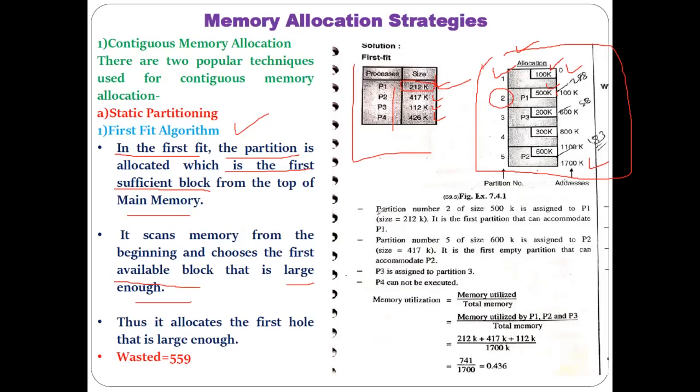That is the reason here it is mentioned that partition number 2 of size 500K is assigned to P1, which is of size 212K. It is the first partition that can accommodate P1. Understood? That is the reason it is mentioned in first fit that the partition allocated is the first sufficient block. This first block is not sufficient to hold P1. This second partition is the sufficient block to hold P1. That is the reason P1 will be allocated in this second partition.